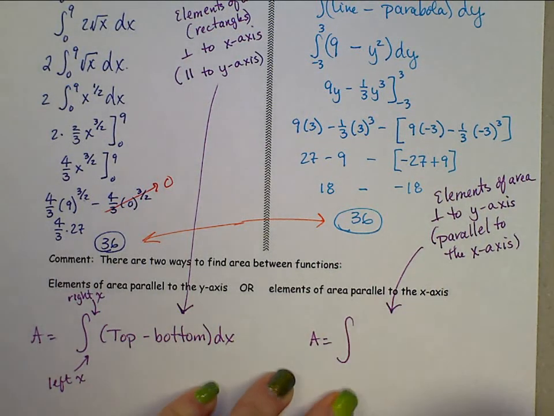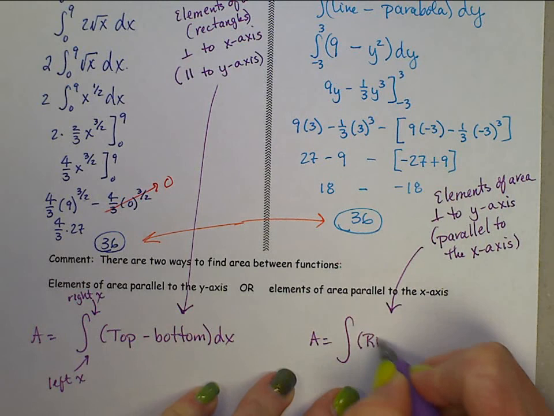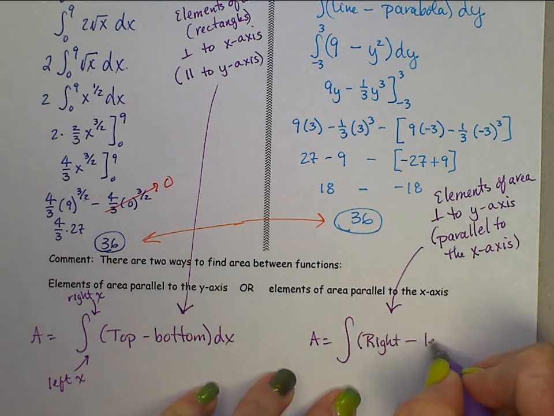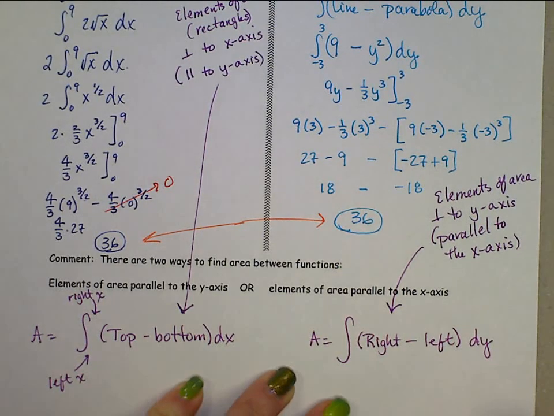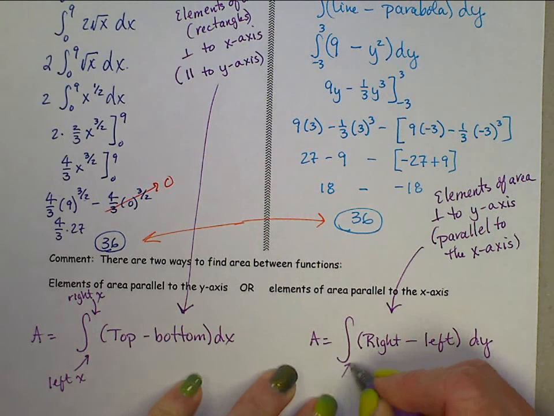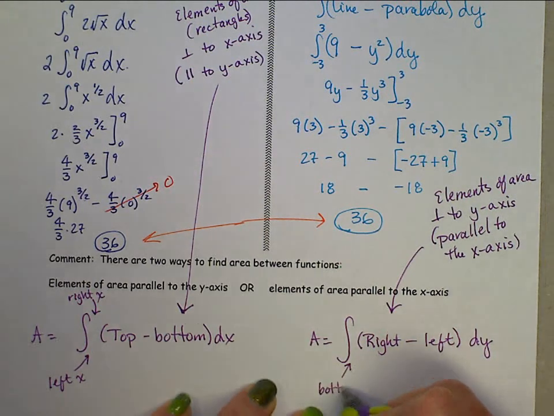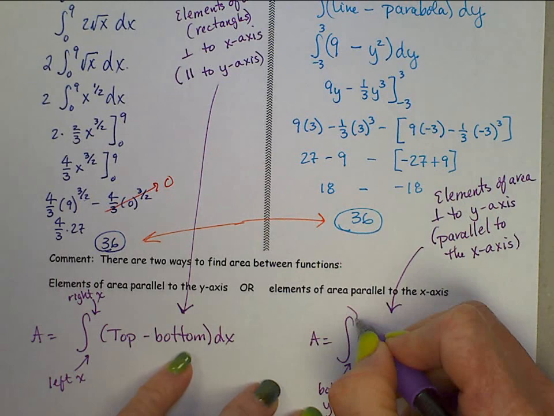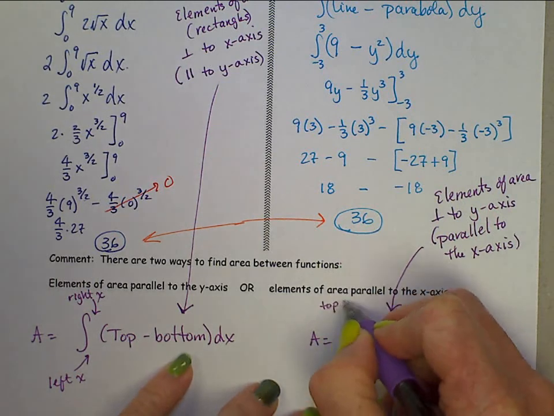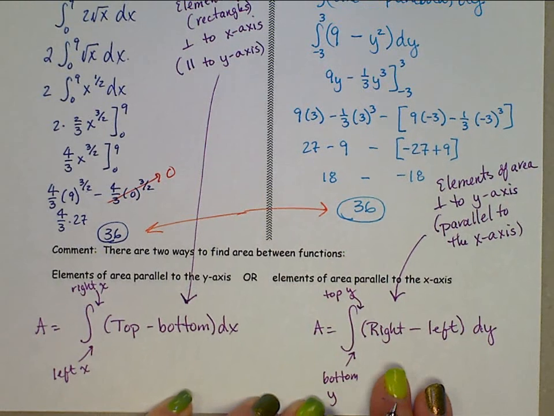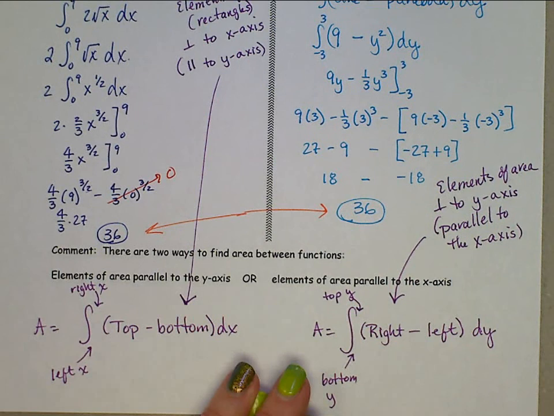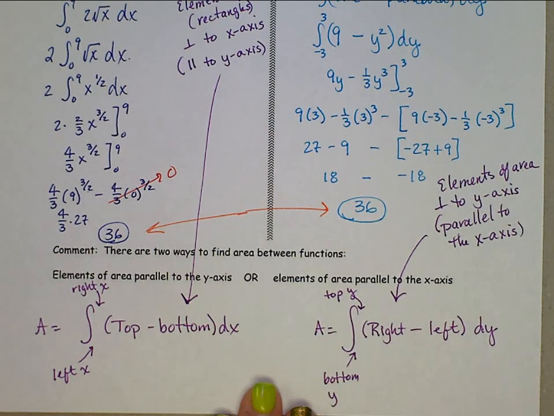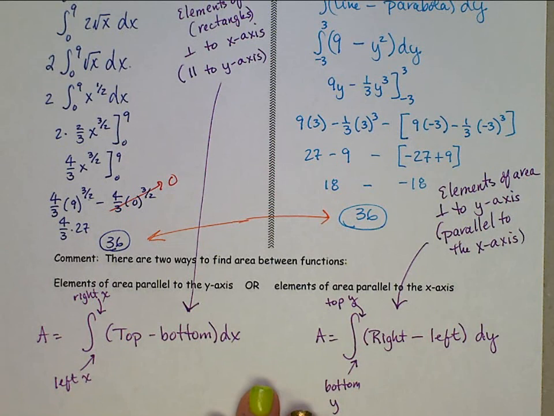Instead of going top minus bottom, though, we go right minus left. And right minus left is dy. And you are going from the bottom y value to the top y value. I know this is iffy, or I think it's probably iffy for you. That's all right. Listen to this video again, and then join me on page 5, and hopefully we can clean up some of your questions.